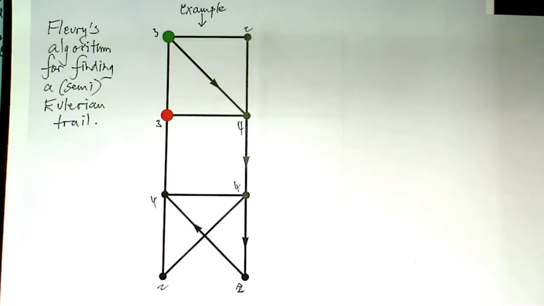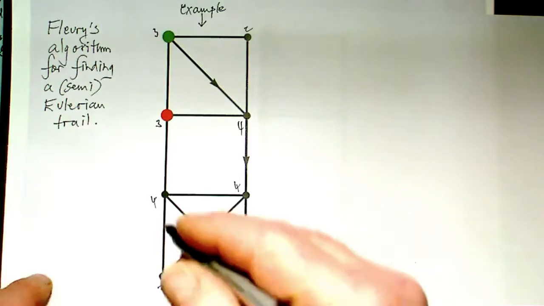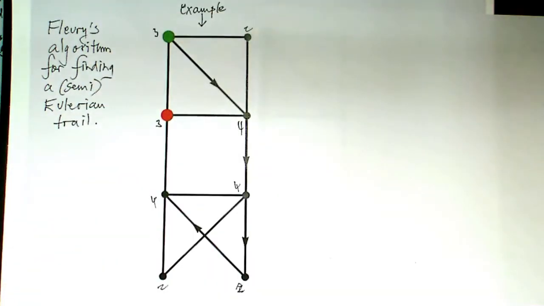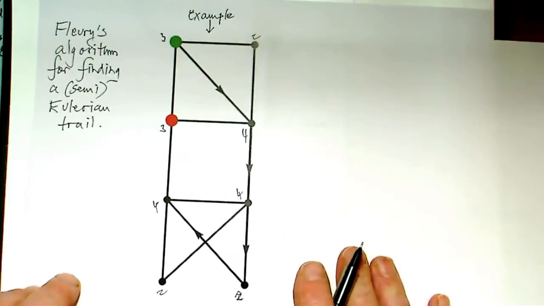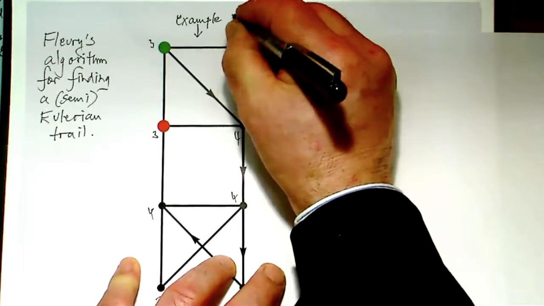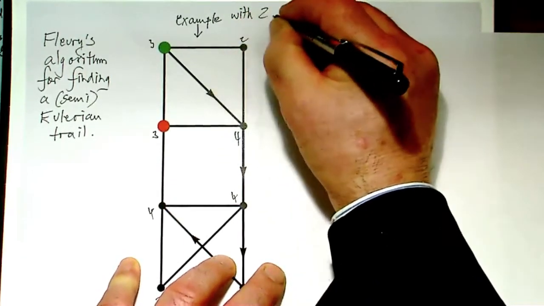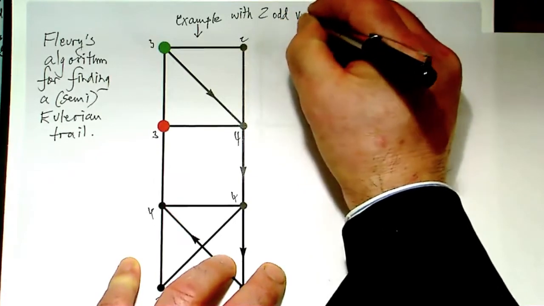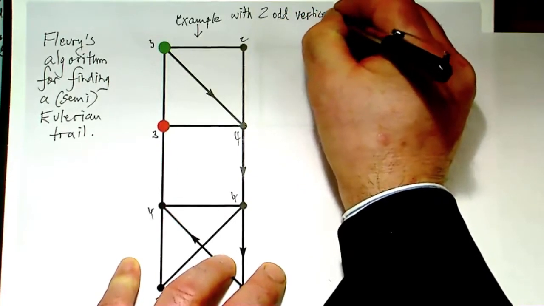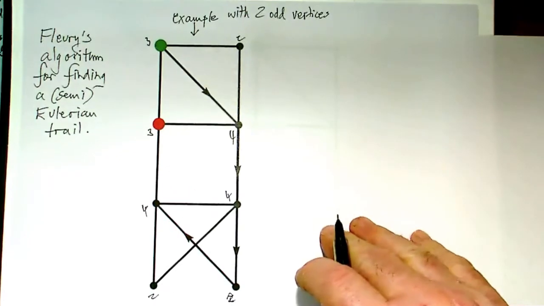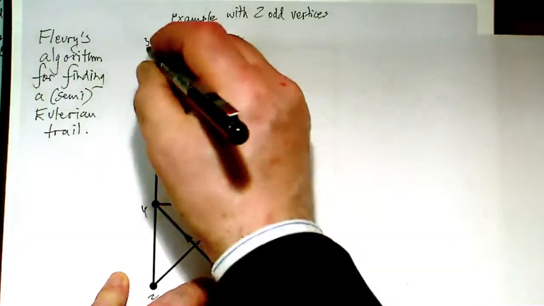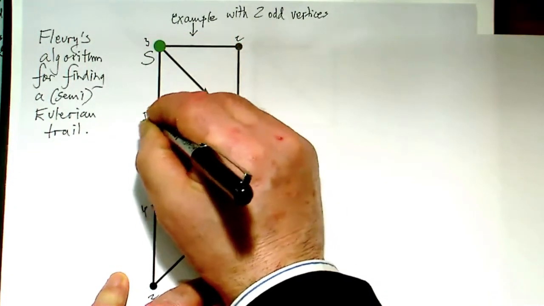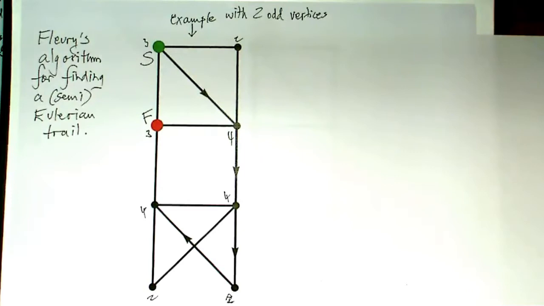Eulerian trail. But it does have a semi-Eulerian trail because we've only got 2 vertices of odd degree, we can't have 1 vertex of odd degree. So in this example, we have 2 vertices, let's call them odd vertices, meaning of odd degree. So what do we do? You have to start at 1 and finish at the other. So we're going to start at the green one and finish at the red one.